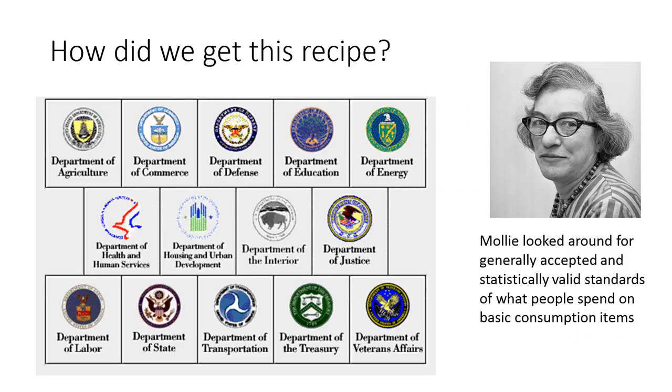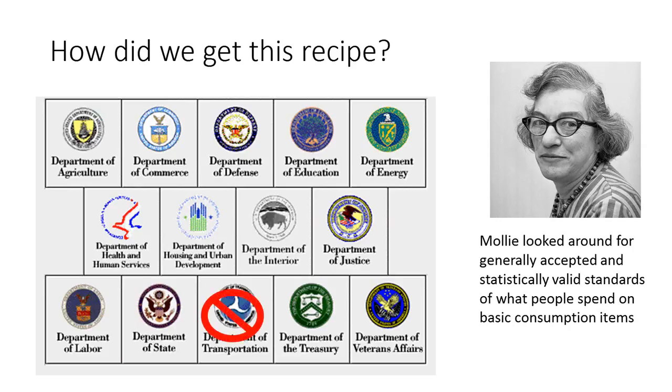So what Molly did was she looked around at the different cabinet departments, and she asked around some of her colleagues and contacts, and she said, hey, do you guys have any statistically valid numbers on what people tend to spend on the basic necessities of life, on basic consumption categories like housing, food, transportation, clothing, healthcare, childcare? Do you guys have any good numbers on these things, particularly at the low end of the spectrum? Because she's interested in poverty, so she's not interested in what people spend at the high end of the spectrum, but in the lower percentiles.